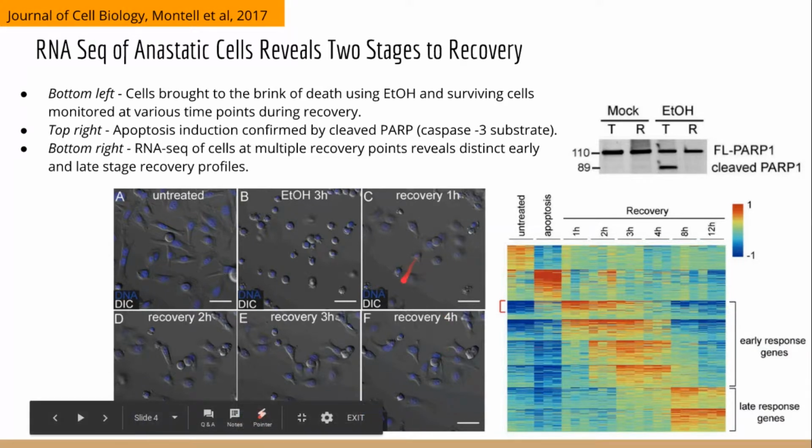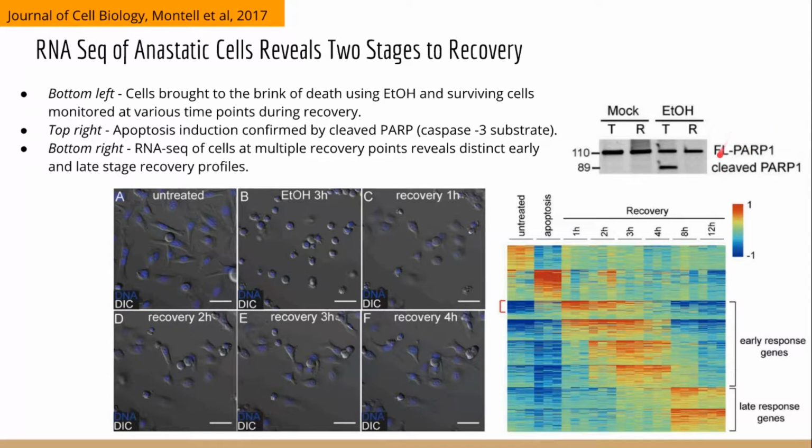And to confirm that apoptosis was being adequately induced, they also checked PARP cleavage, which is a well-established substrate of caspase-3. So the amount of cleaved PARP is an assay for the amount of caspase-3 activity in a cell. When ETOH is treated, they see robust cleaved PARP. So when ETOH is administered, we see caspase-3 activation. So we know these cells are entering apoptosis.